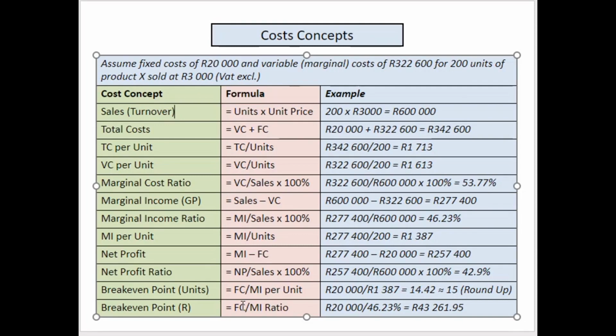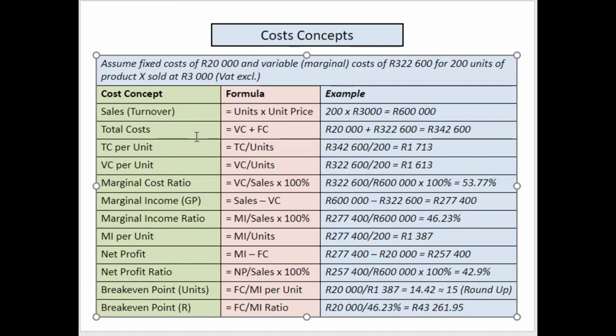Now, by the way, this is our sales or turnover for this specific product X, not for anything else. This is not the company's turnover or the company's sales. This is the sales that applies to product X. Product X can be anything. Think of something that would normally cost 3,000 Rand, and in your mind, make that product X.